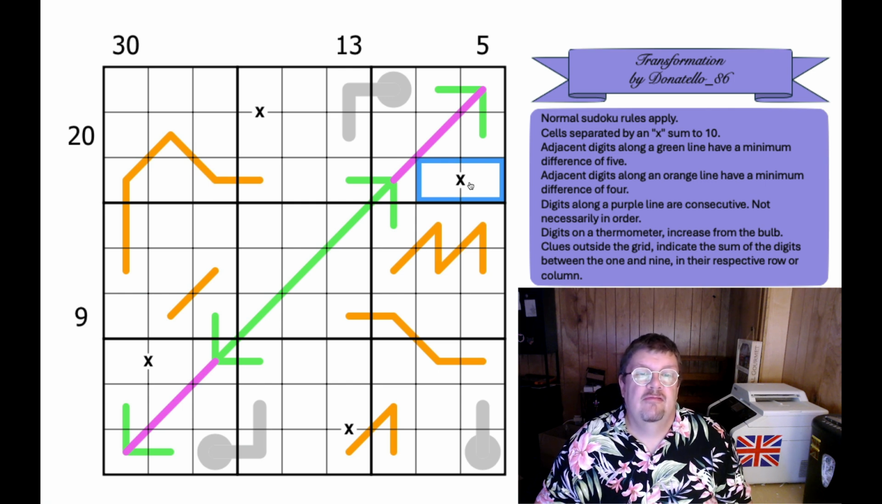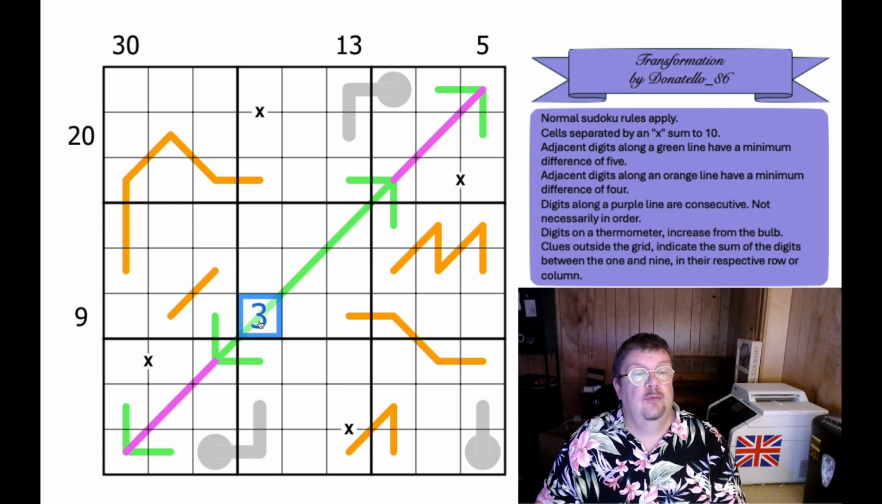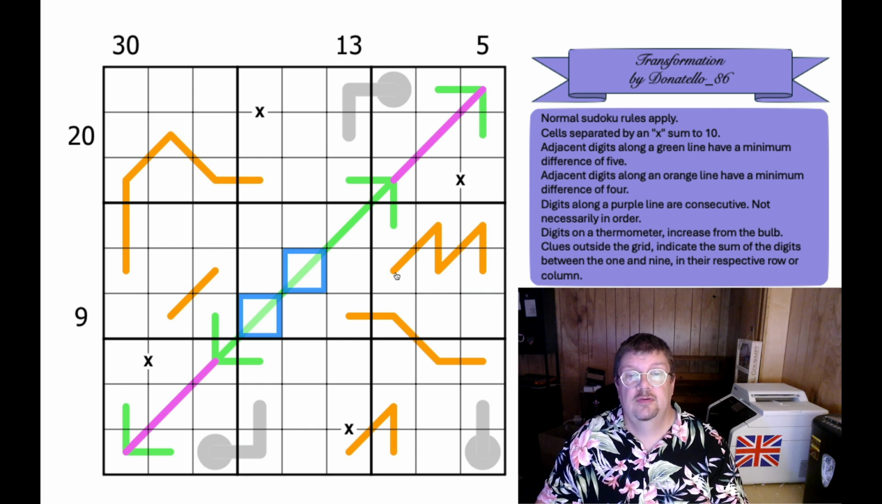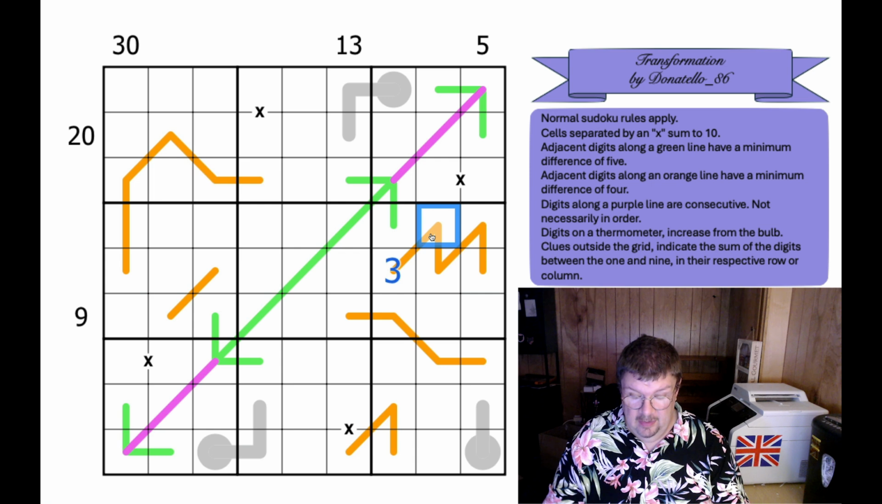Adjacent digits along a green line, often called German whispers lines, have a minimum difference of 5. So if this were a 3, this would have to be an 8 or a 9 in order to be at least 5 apart. Adjacent digits along an orange line, which is often called a Dutch whisper line, have a minimum difference of 4. So if this was a 3, this could be a 7 or an 8 or a 9.